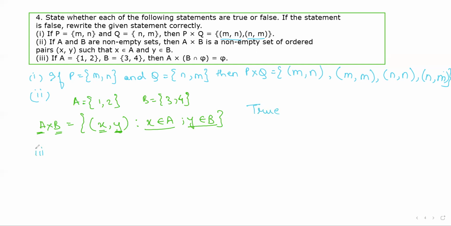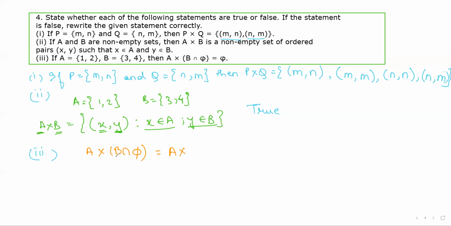Third, if A is given as {1, 2} and B is given as {3, 4}, then A cross (B intersection phi) is phi. Now let's try and understand this. A is given to you, then this is given. Let's directly calculate A cross (B intersection phi). We know that first we have to solve the bracket. In the bracket, what is common between B and phi?